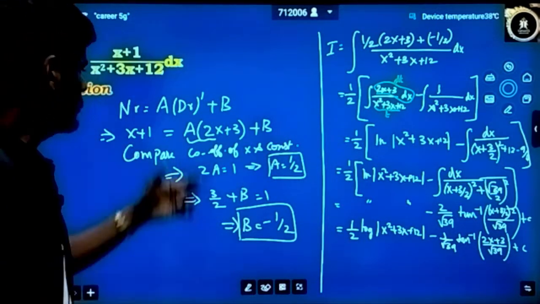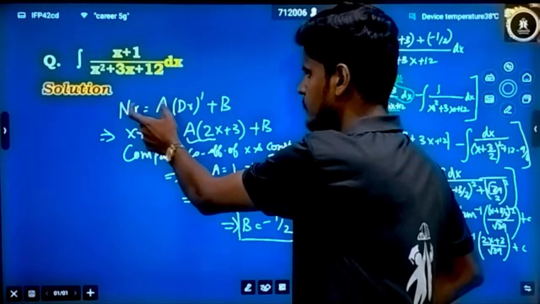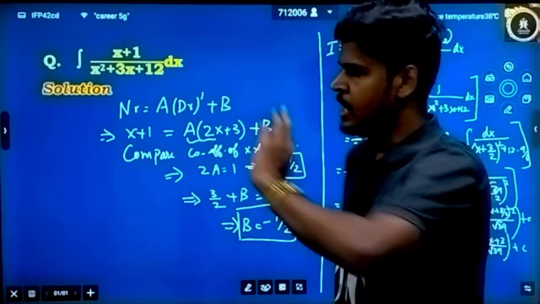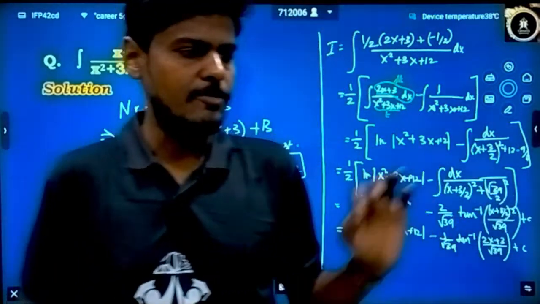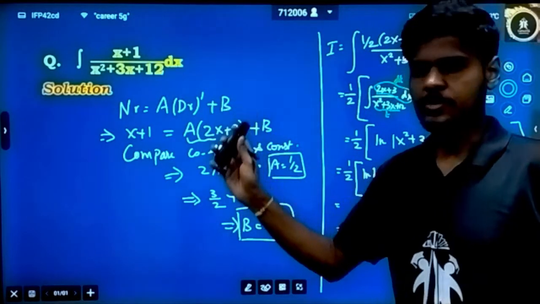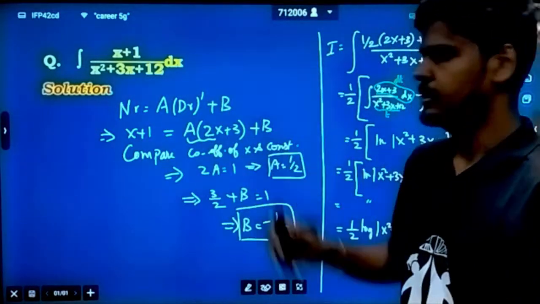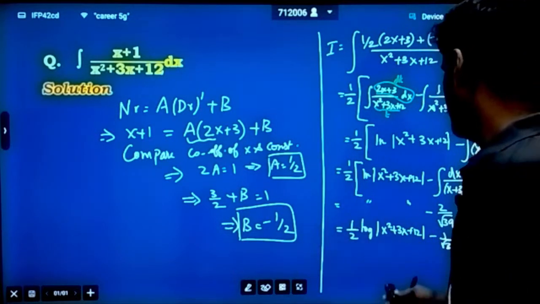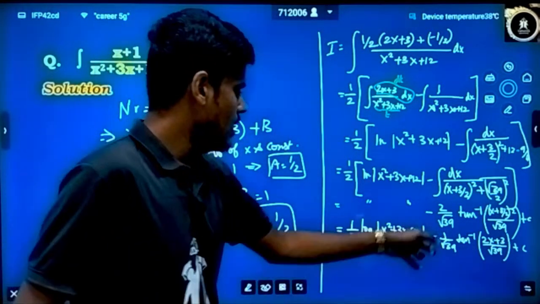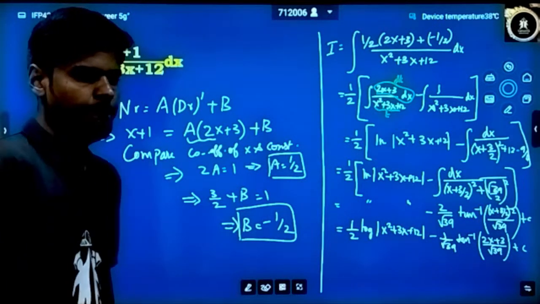First, split this term into two separate integrals by using the condition that we can write the numerator in terms of the denominator's differentiation. Then the first integral will be very simple and the second integral will be converted into standard form. So we can easily integrate both these values. That's why we do this, not substitution, just manipulation of the numerator. Okay, this is the final answer: half into log modulus x square plus 3x plus 12 minus 1 by root 39 tan inverse 2x plus 3 by root 39 plus c.